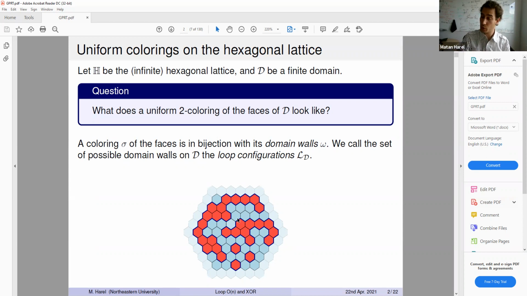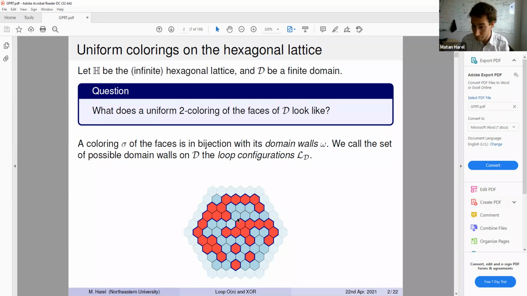Now, if I take a uniform two coloring and consider the, sorry, can I ask? Sorry, I missed what is uniform about the two coloring. So there's two colors, but what makes it uniform? Uniform in the sense of equally probable. Exactly. Uniform in the sense that I'm going to pick one with weight 1 for each possible coloring. So in this case, there are exactly 2 to the number of faces colorings. Each one is equally likely.